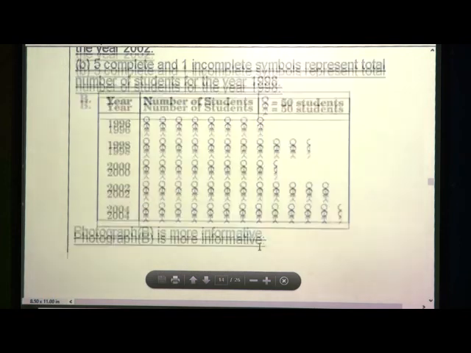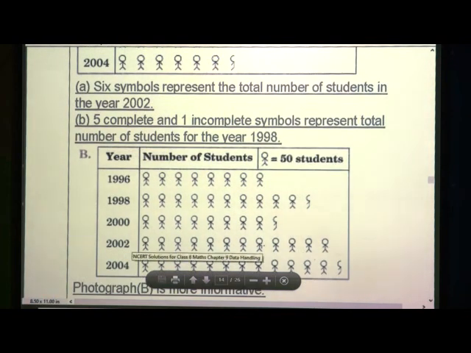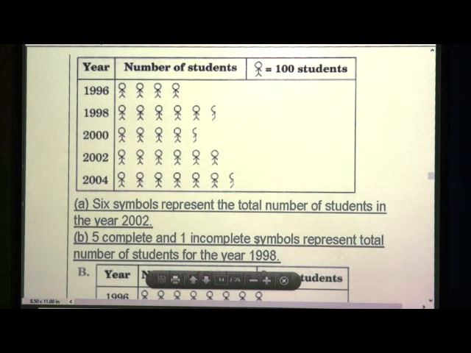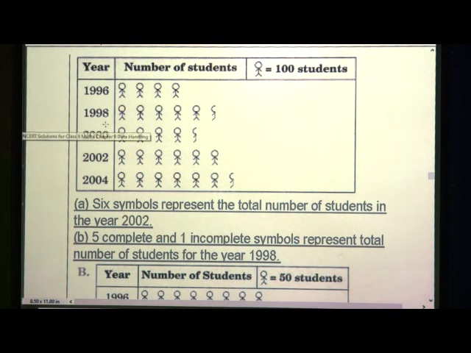By seeing this we can easily tell which is more informative. Here in table A we can easily see that in 1996 there are 400 students. In 1998 we have 500 complete and 550 we can say, because it denotes half, and half of 100 means 50, but actually we have 535.